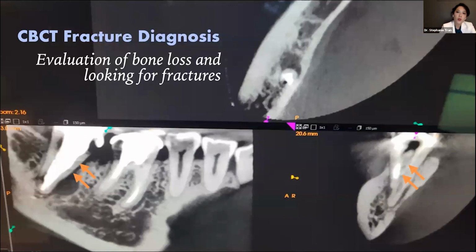So when it goes through more force, especially if it's a smaller tooth like a premolar, then it's also going to be more prone to cracking or having a fracture as well.